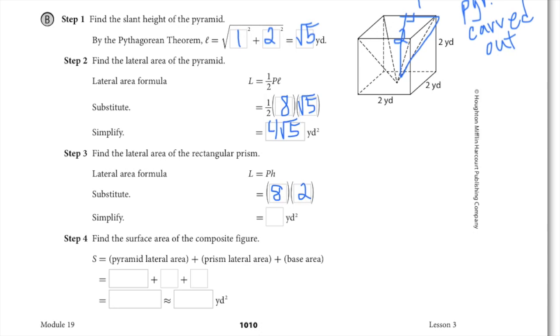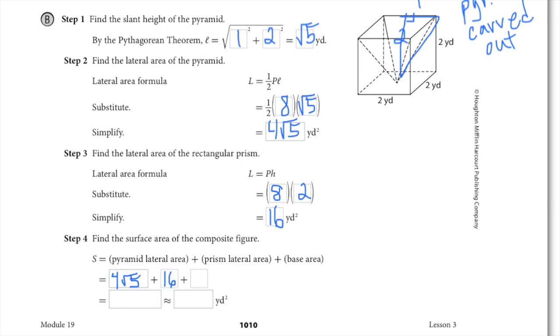Then we're going to find the lateral area of the prism, which is 8 times 2, or 16. And then for the composite figure, remember, we're going to take the painted surface of the inside pyramid, 4 radical 5, plus the painted surface on the outside lateral area of the prism, 16. And then don't forget we'd have to paint the base as well, which is 4, 2 times 2. And when we simplify that, we get 28.9.